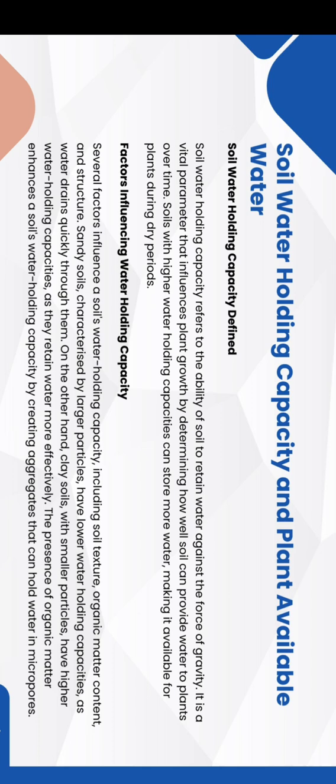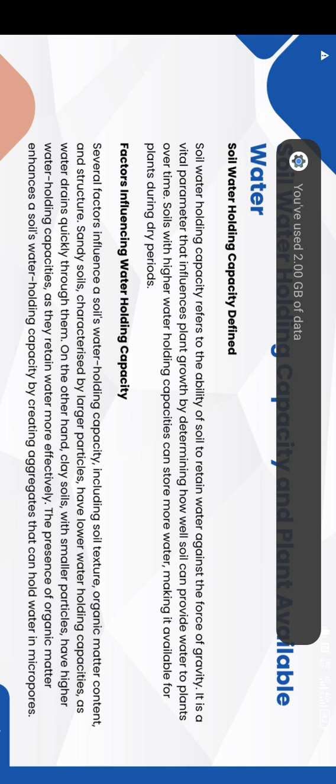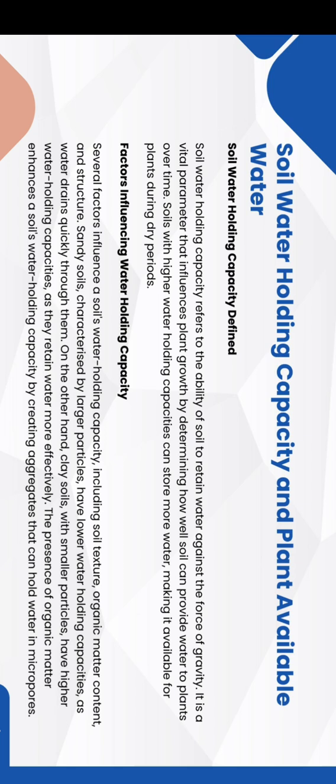Factors influencing water holding capacity. Several factors influence a soil's water holding capacity, including soil texture, organic matter content, and structure. Sandy soils, characterized by larger particles, have lower water holding capacities, as water drains quickly through them. On the other hand, clay soils, with smaller particles, have higher water holding capacities, as they retain water more effectively. The presence of organic matter enhances a soil's water holding capacity by creating aggregates that can hold water in micropores.